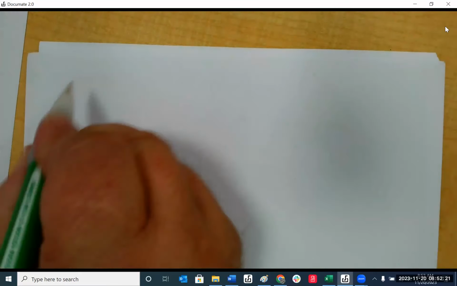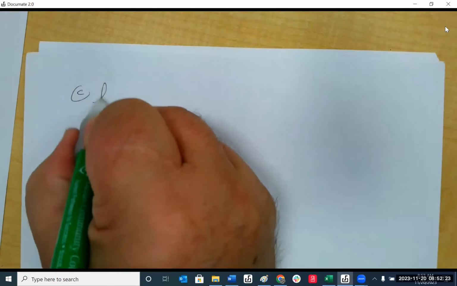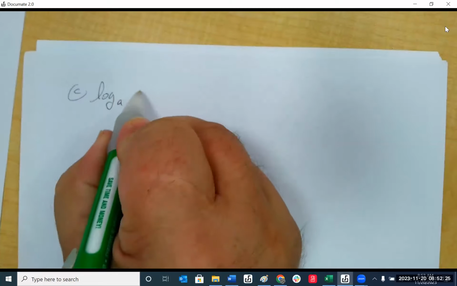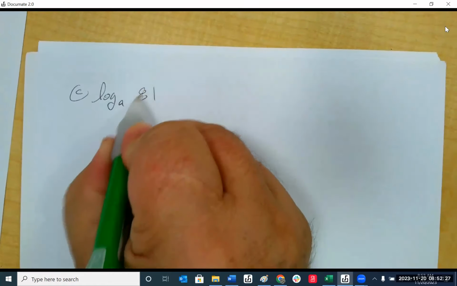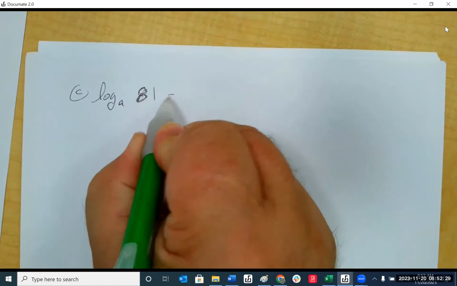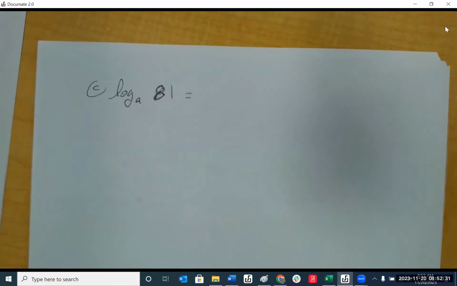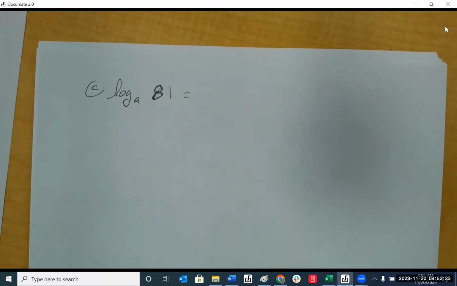Let's look at C. Log base A of 81. Remember, all we have are log base A of 2 and log base A of 3. How do we do that? So how do we write 81 as a number of both of those? One or both.